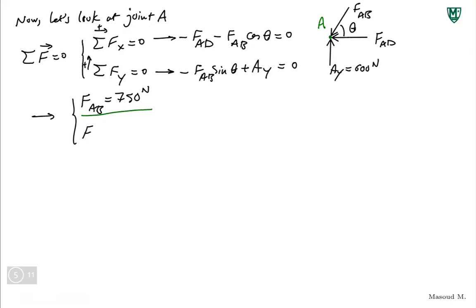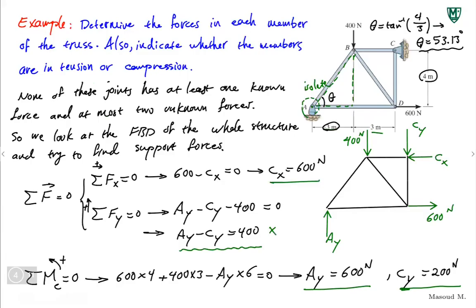So FAD becomes minus 450. What does that mean? This negative I got here means that I took the wrong direction for FAD. So the actual direction should be in this direction, FAD. What does that mean for the member AD? Can someone tell me that? For the member AD, is the member under tension or compression now that we know the direction of FAD?